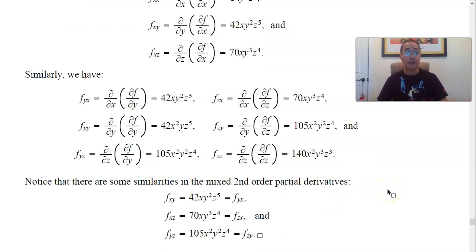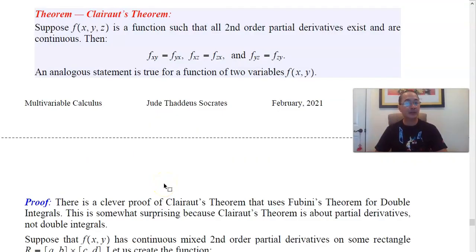So of course, there are no coincidences in mathematics. There is a reason why they are the same in this case. So does it happen all the time? Not quite. There is a condition you have to fulfill. Suppose that f is a function so that all second order partial derivatives exist and they are continuous. Then fxy equals fyx, fxz equals fzx, and fyz equals fzy. And of course, the first equation is true for a function in just two variables. This condition on continuity actually matters.